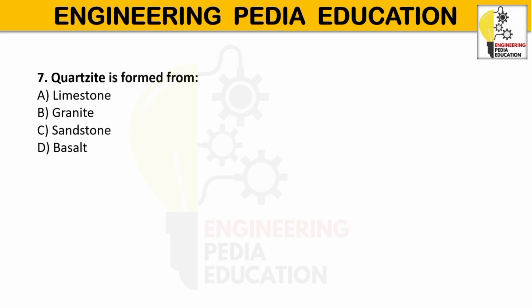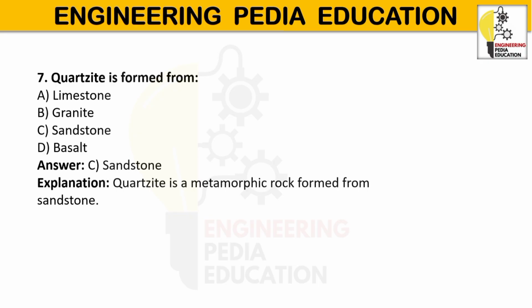Quartzite is formed from limestone, granite, sandstone, or basalt? The correct answer is sandstone. Quartzite is a metamorphic rock formed from sandstone. On heating and variation in pressure, metamorphic rock is formed. So sandstone, on heating or under high pressure, forms quartzite.